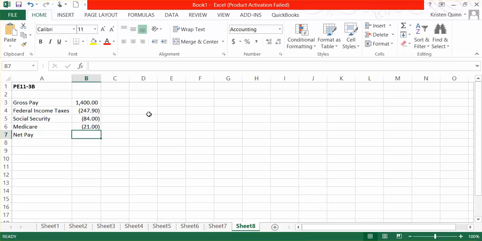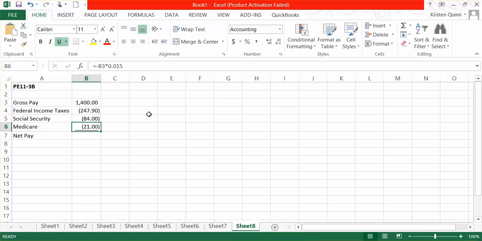We do our math to calculate what Todd's net pay would be for this pay period. He earned a total of $1,400, but his net pay, or what his take-home pay will be in his paycheck, will be $1,047.10.